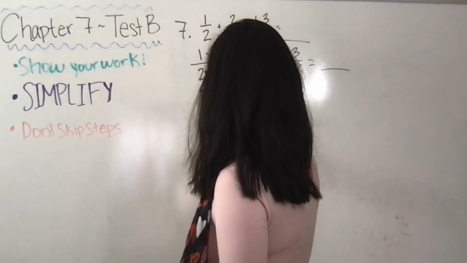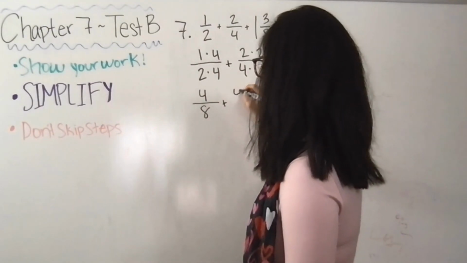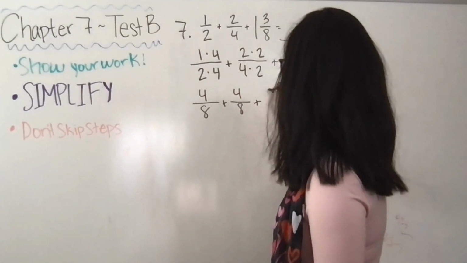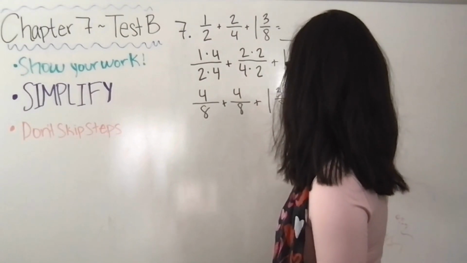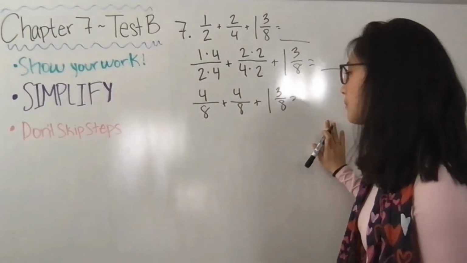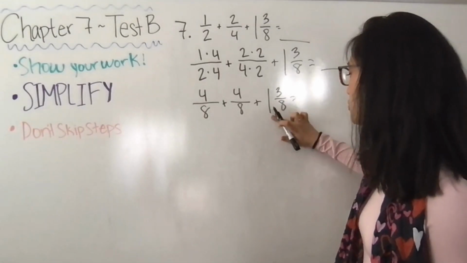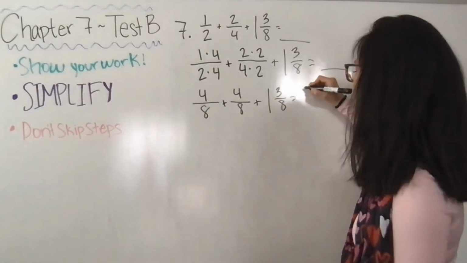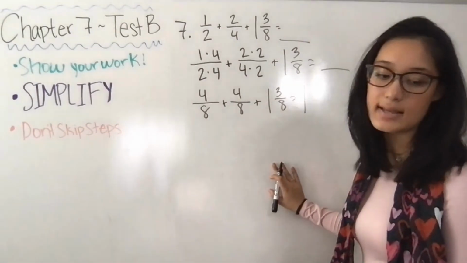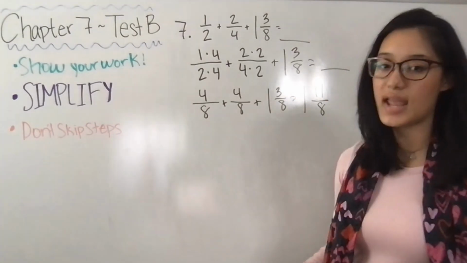1 times 4 is 4. 2 times 4 is 8. 2 times 2 is 4. 4 times 2 is 8. Plus 1 3/8 equals what? So, add up your fractions. You already know that your whole number can move over and there's no other whole numbers. So this is 1. 4 plus 4 is 8, plus 3 is 11. So know that your answer here is 1 11/8.